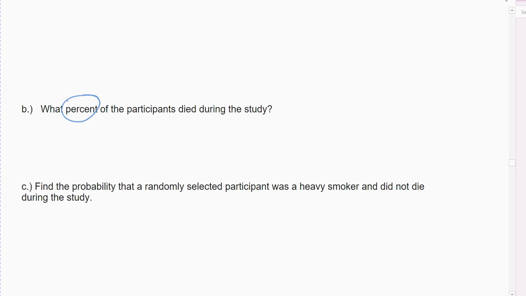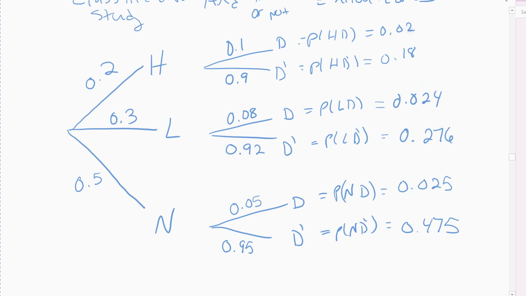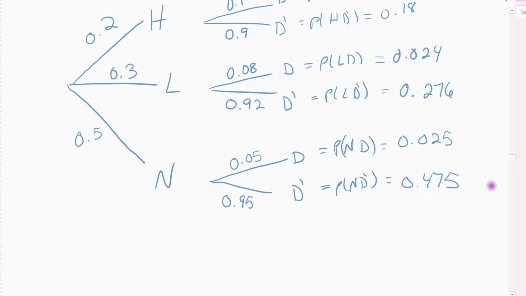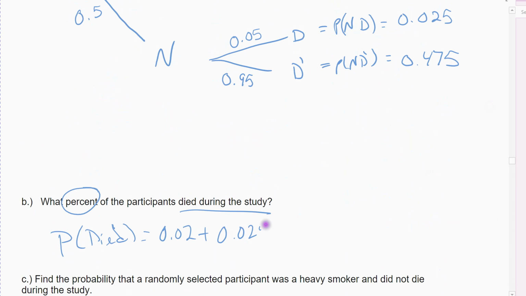All right, what percent? So I've got to remember to write it as a percent of the participants died during the study. So this is looking at everybody in the study, and I want to know what percent died. So they could be a heavy smoker and they died. So that was 0.02, right? A heavy smoker and they died was 0.02. Light smoker and they died 0.024, and non-smoker and they died 0.025. Those are all the people that died. Heavy smokers, light smokers, non-smokers.